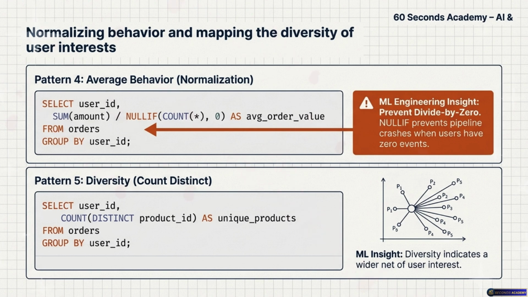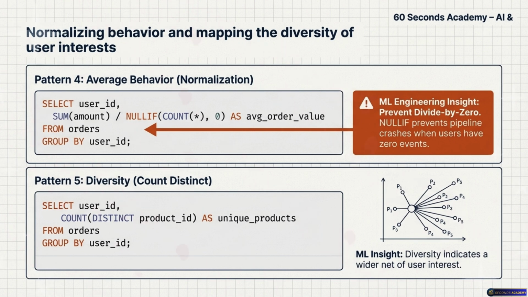But their shopping habits are completely different. I mean, user A is stocking up on a uniform, user B is exploring the catalog. Precisely. By using count distinct, you are counting the number of unique categories or items they interacted with. User A has a diversity score of 1. User B has a diversity score of 4.